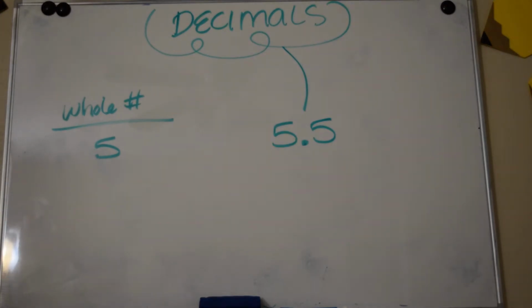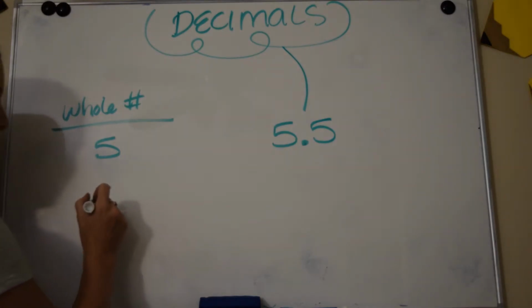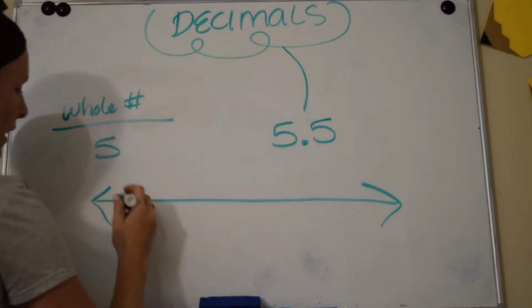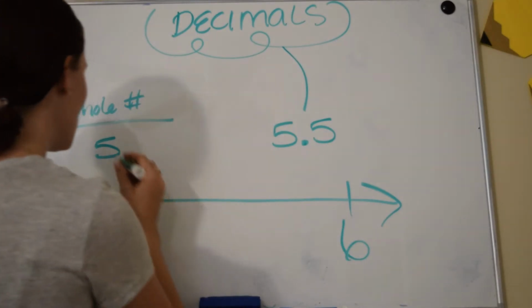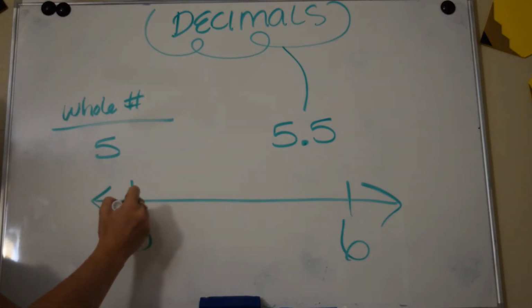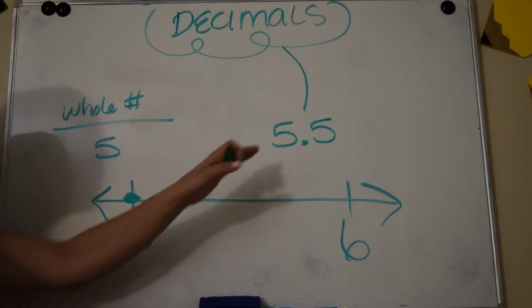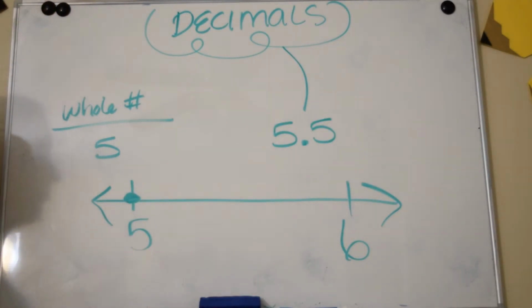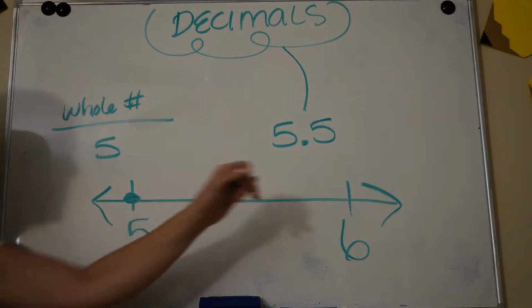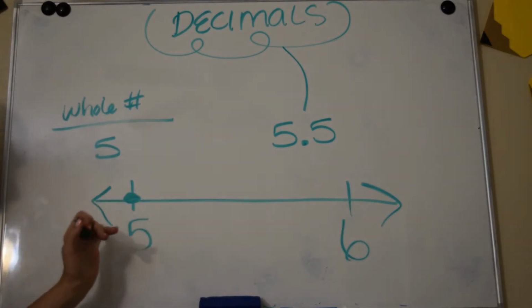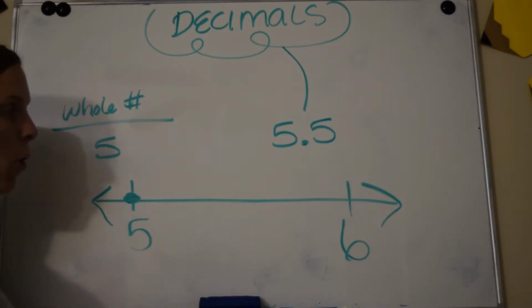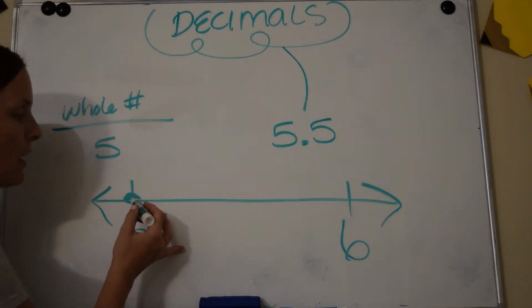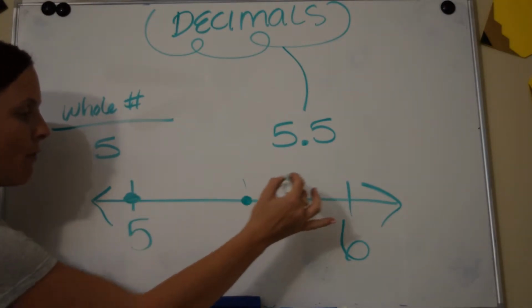So, the best way to understand this is putting it on a number line. Let's say I have the number 5 over here, and the next number would be a 6. So, where would I plot 5, my whole number? I would plot it right on here, the 5. Where would 5.5 go? Well, it can't be 6. It's going to be smaller than 6, but it's bigger than 5. Well, a 0.5 is half away from a whole. Think half. So essentially, it would be right in between your 5 and your 6.